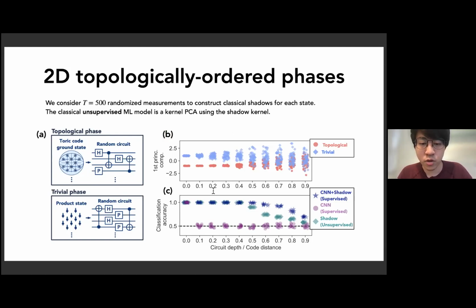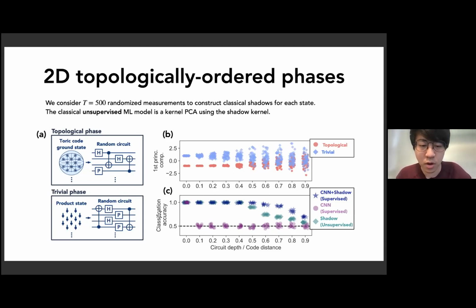So in figure B, we show in the x-axis the circuit depth over code distance, and the y-axis shows this one-dimensional representation found by the ML model. And as one could see, for small circuit depths, the machine learning model can accurately capture the distinction between the two phases. On the other hand, when the depths start to increase, the phase boundaries start to collapse and the two phases become merged together.